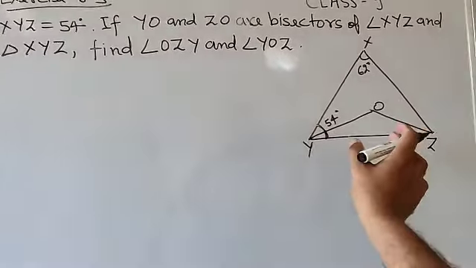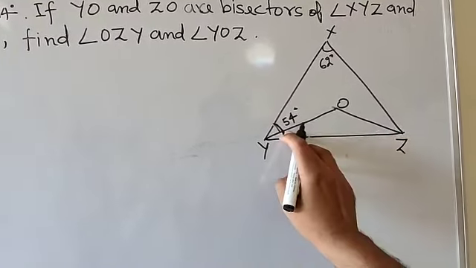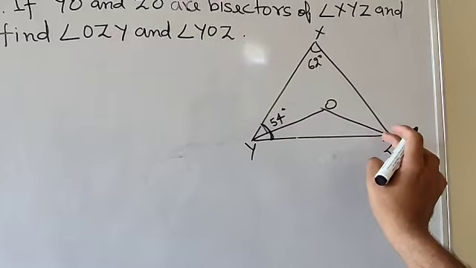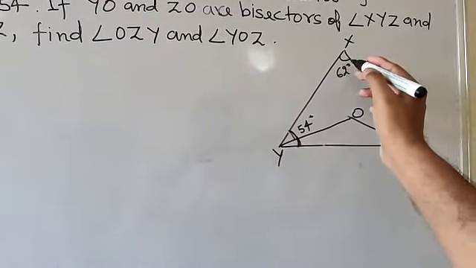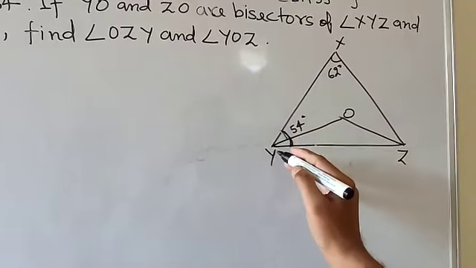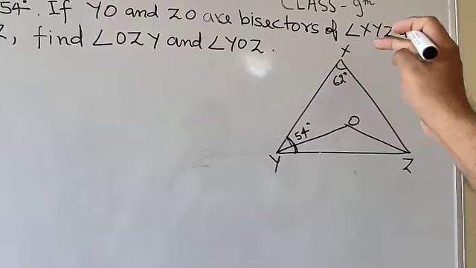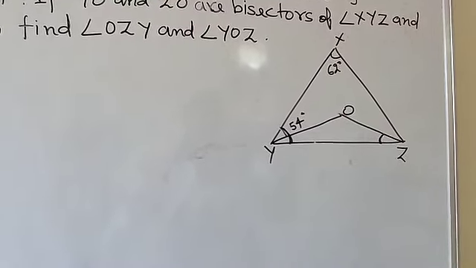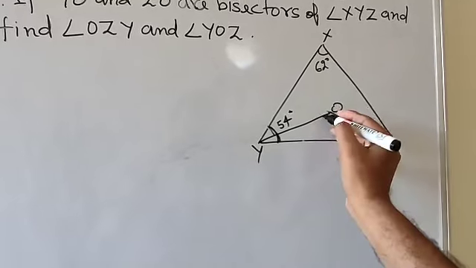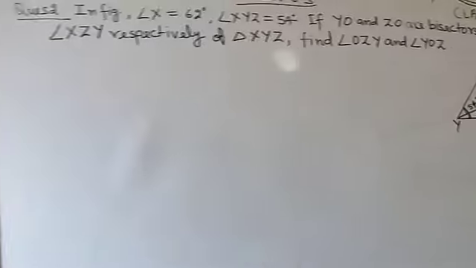So here, YO is the angle bisector of angle Y and ZO is the angle bisector of angle Z. Then you need to find angle OZY, this angle, and angle YOZ, this angle. You need to find these two angles. So here I am going to give the solution.